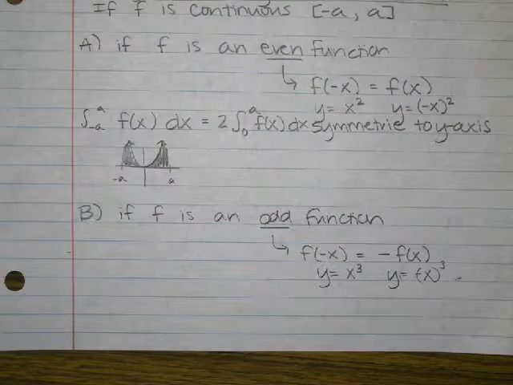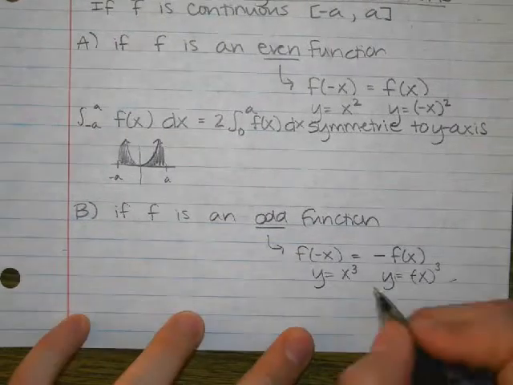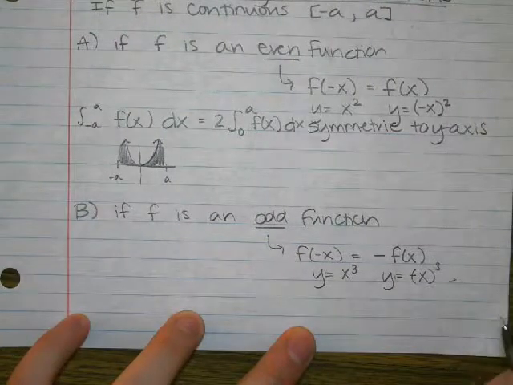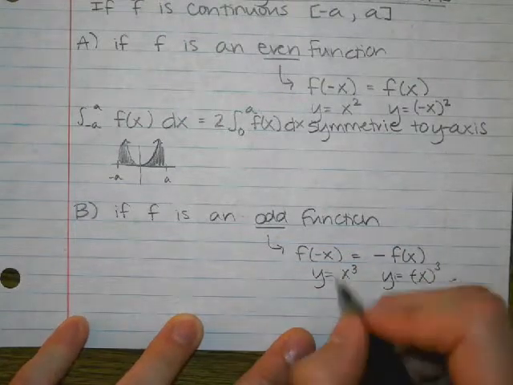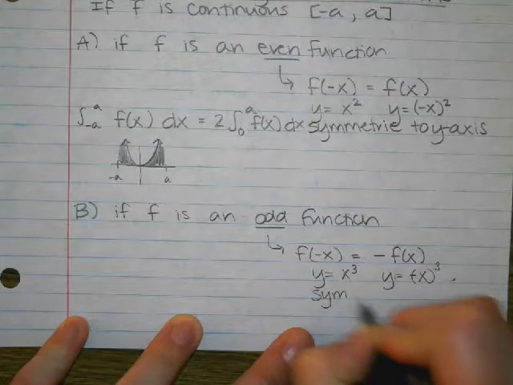No, you're thinking inverses are symmetric over y equals x. Odd functions are symmetric to the origin. It's if you put a pin in the origin and then spun it around, that's how it's symmetric. So they're symmetric to the origin.